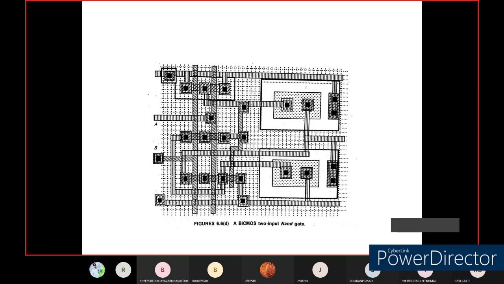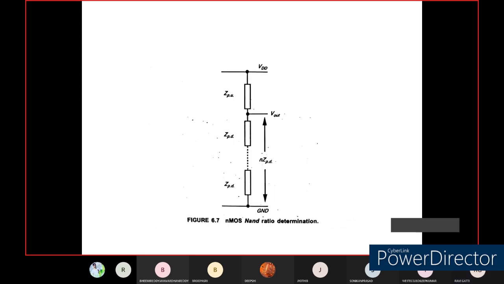So this is the BiCMOS 2 input NAND gate. How can you create this with the use of these transistors? This is how you can create a BiCMOS 2 input NAND gate. Now, how do we determine the ratios for the NMOS NAND gate?